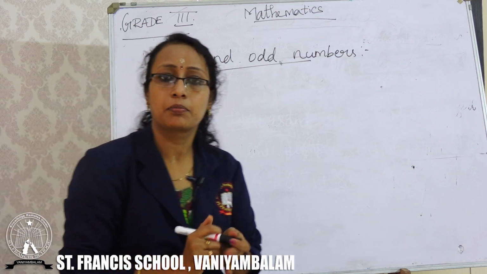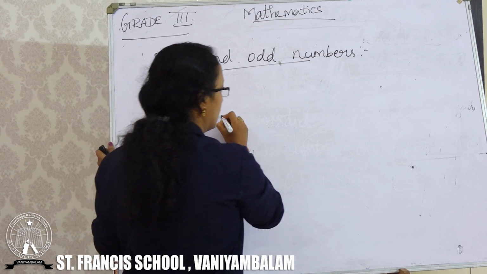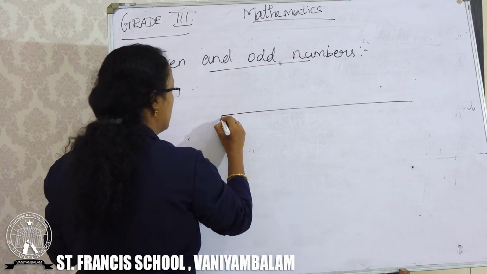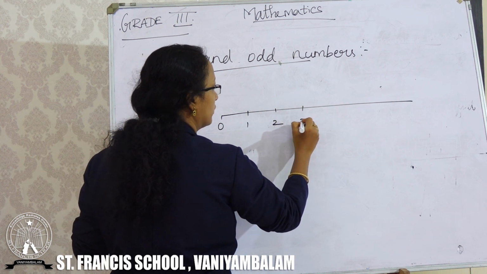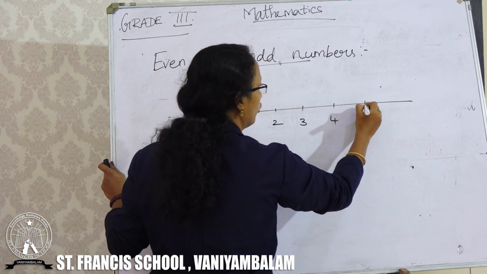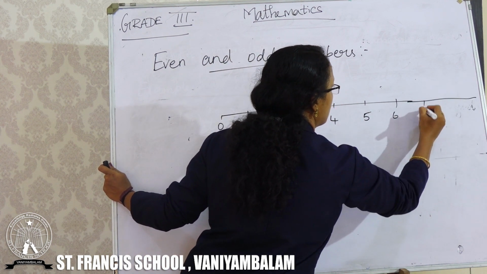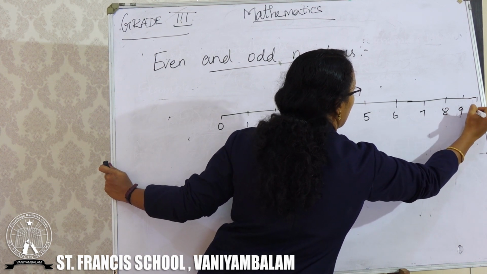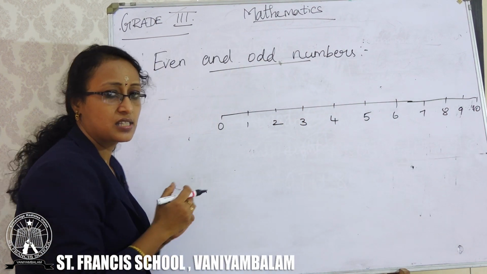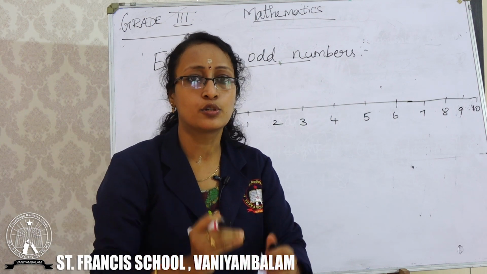Do you remember skip counting by twos? Let us draw the number line first. Number line. 0, 1, 2, 3, 4, 5, 6, 7, 8, 9 and at last 10. Yes. Now we are going to skip the numbers by twos.